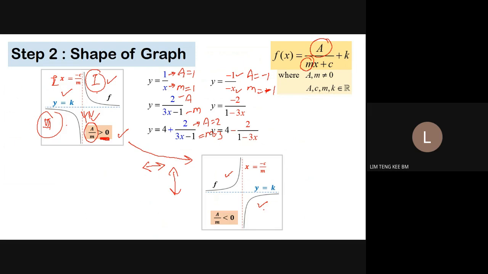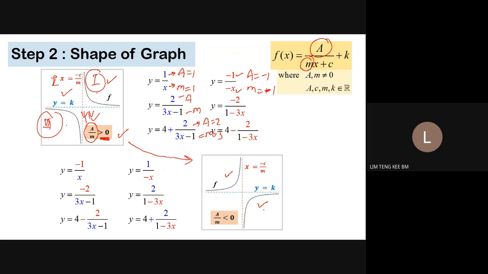And the corresponding example for the case A divided by m less than 0 happens to be this result here that I have shown you. For example, you can see that this is A equals -1, m equals +1. So when I do the division, I get less than 0. Similarly, go for the rest. So these are the two shapes of graph that you need to take note of for the reciprocal function in our discussion here.